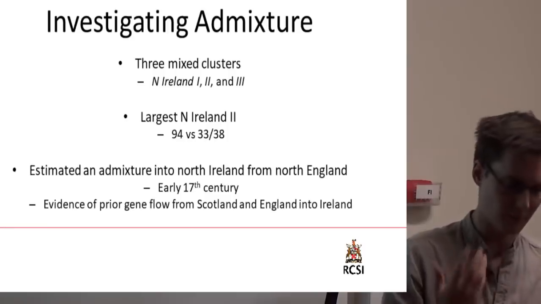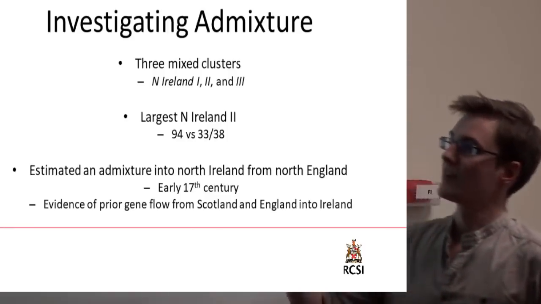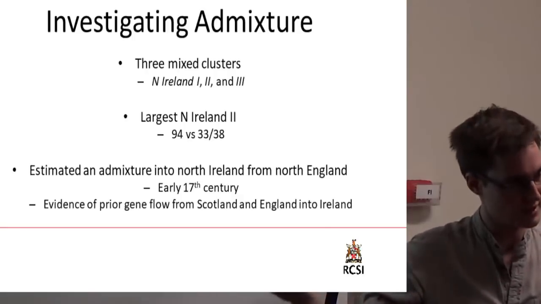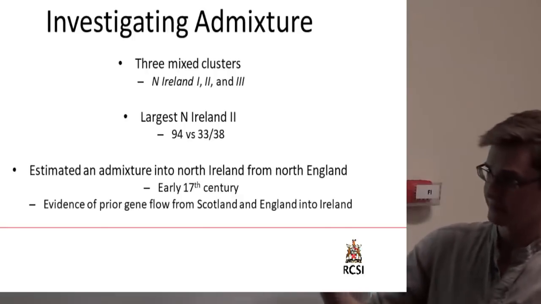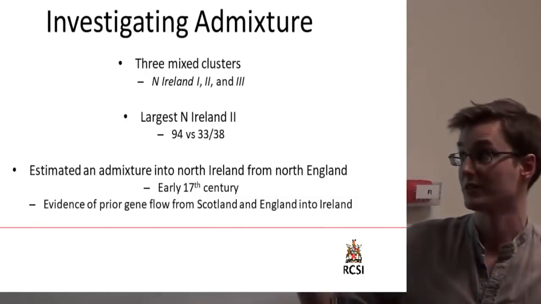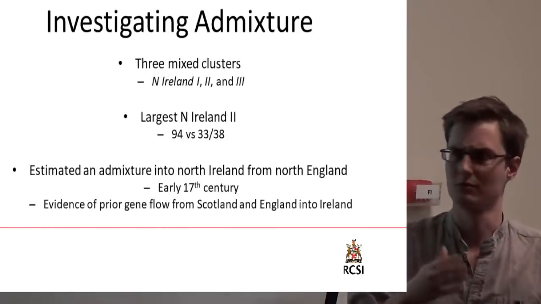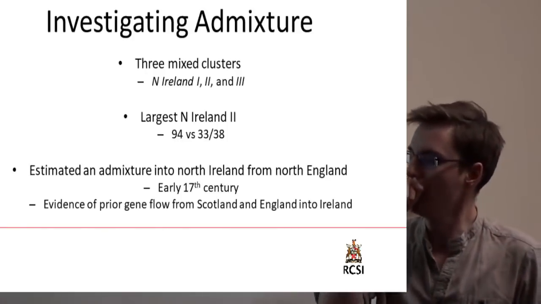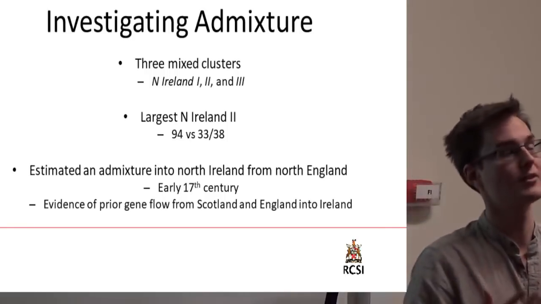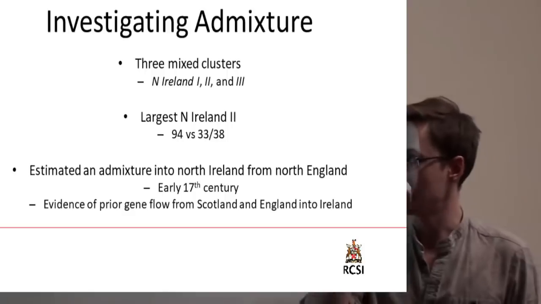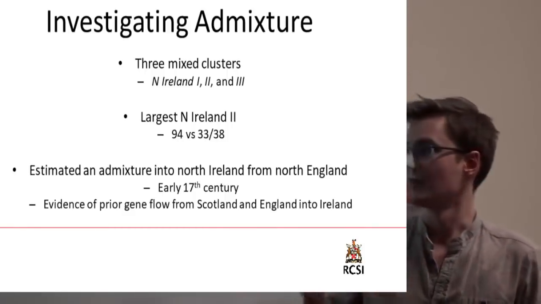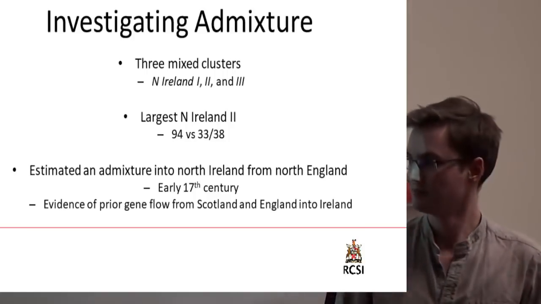So we used a program called Globetrotter, and we investigated this in all three of the mixed clusters. But I'm just going to discuss the results of the largest of these clusters, North Ireland 2, simply because they're a little bit more robust, and it was 100 individuals in North Ireland 2 compared to 30-odd individuals in North Ireland 1 and 3. So we found statistically significant evidence that there was an admixture event into the north of Ireland, predominantly from the north of England, and this was sometime in the early 17th century.